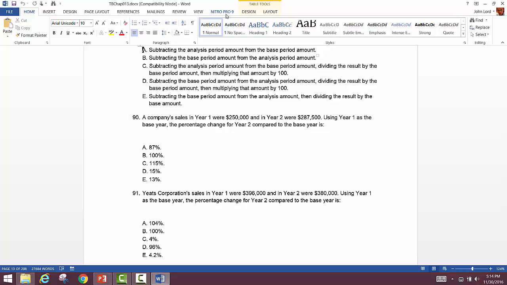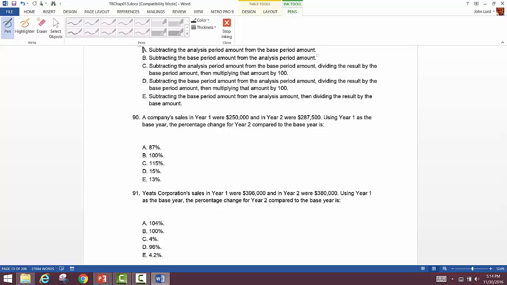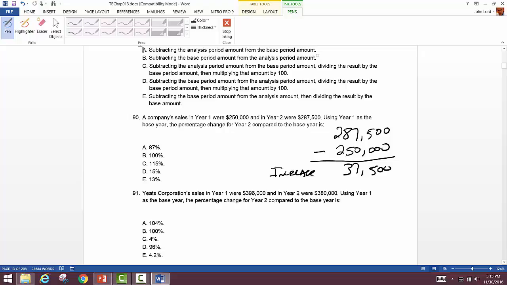Let's take a look at this. 287,500 is the amount that came in for year two, and 250,000 was the amount for year one. So we have an increase of 37,500. Okay, good. And then we take that 37,500. This question was even easier than what I was anticipating. I was thinking I would just ask you the percentage change, and you'd have to know to divide by what this problem calls the base year, 250,000. And that gives you 15%.